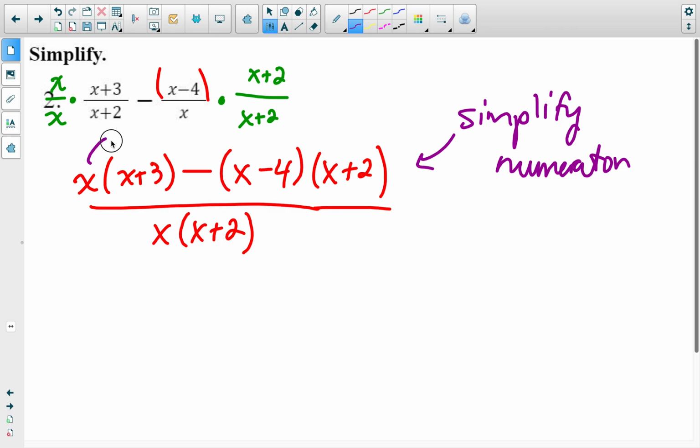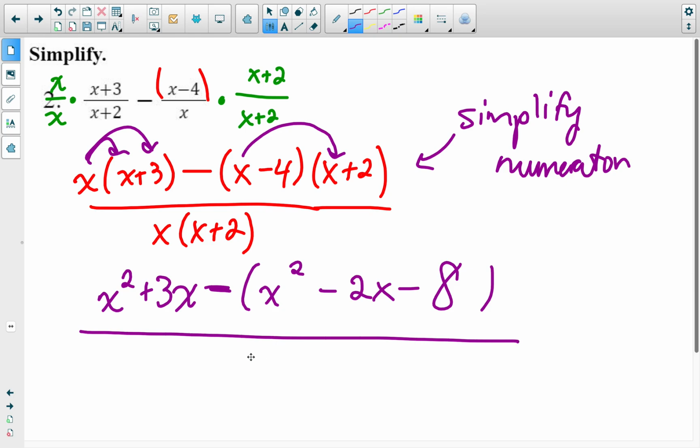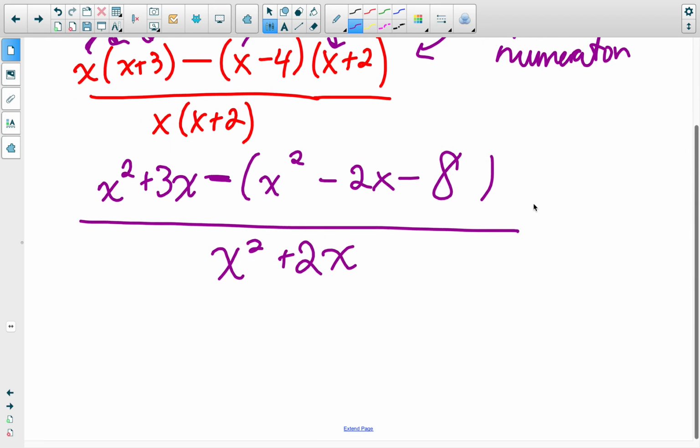So distribute this x. Okay, and then we are going to use FOIL here. And we're going to put that minus sign there. We're going to keep this in parentheses. So x squared plus 2x minus 4x minus 8. And that's all over our common denominator. I'm going to go ahead and distribute that. But I know I can get back into fully factored form with that denominator very quickly if needed. And then we're going to combine like terms.